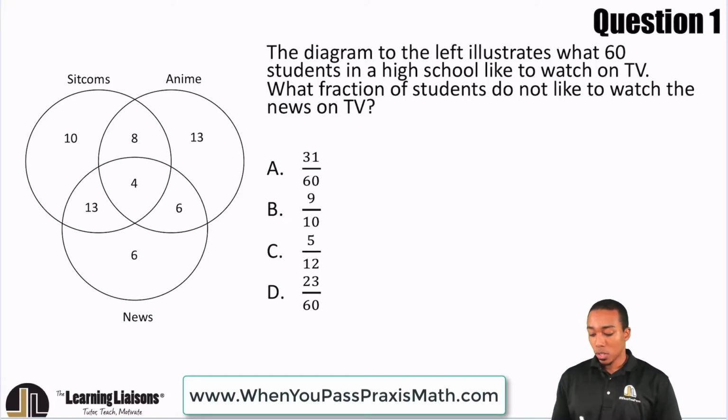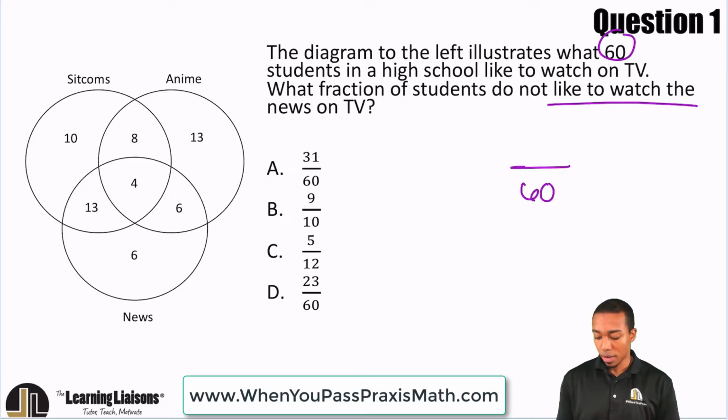Let's get it done. So the question is basically referring to this Venn diagram right there on our left. And what we want to do here is go ahead and interpret it the right way. So first off, what are we talking about and what are we looking for? We're talking about 60 students here, what they like to watch on TV: sitcoms, anime, and the news. And we want to know who doesn't like to watch the news. So who is not watching the news out of 60? That's a pretty good hint for us because we're already told that we have 60 students. So our answer will be out of 60.